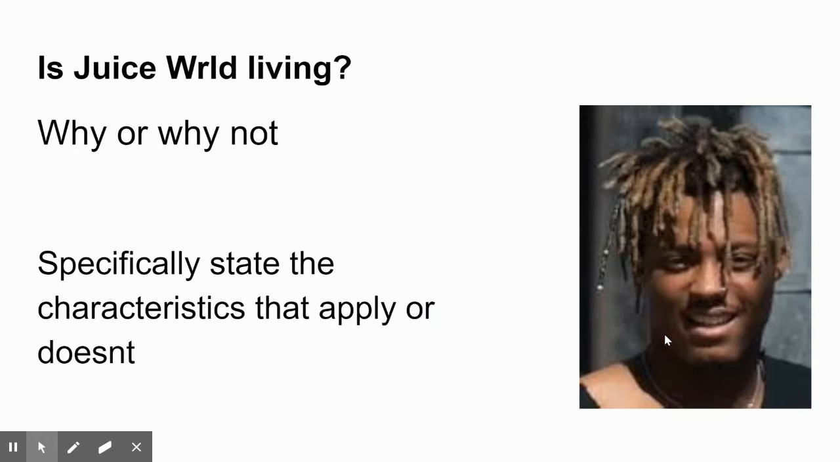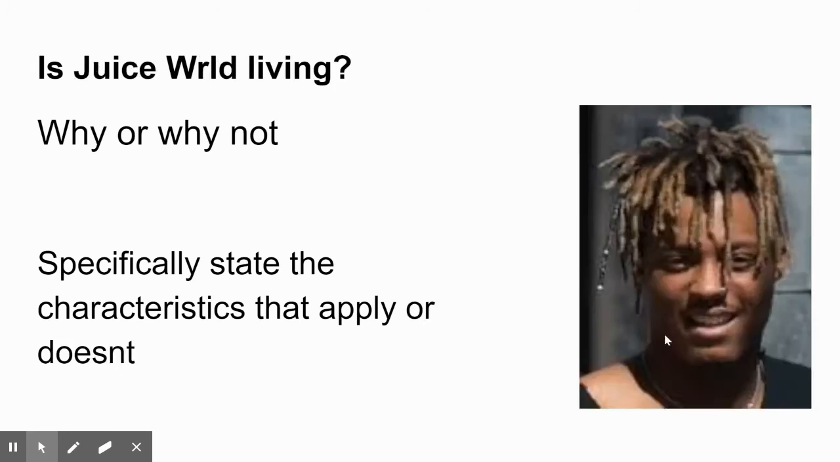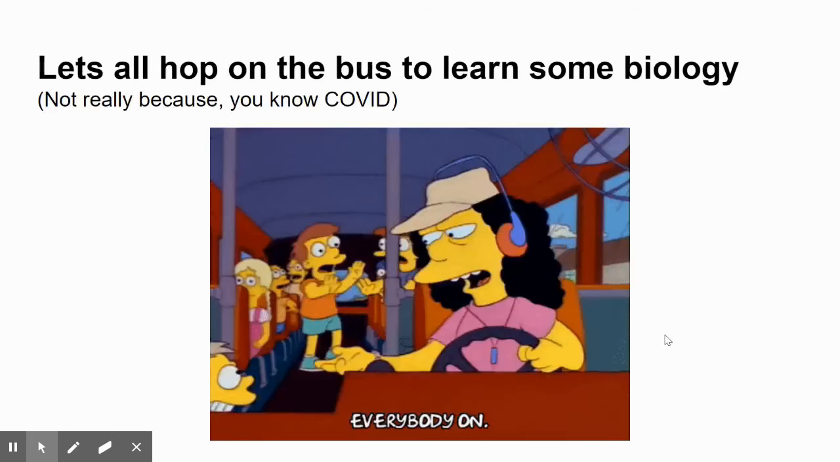Same thing with Juice WRLD. Which of the 6 characteristics does he have or not have? You need to state if he has them or not, those 6 characteristics of life. And the same thing for Betty White. Which 6 characteristics of life does Betty White have? So that's what you guys need to do. And a quick reminder, go to the first one. All 6 of these characteristics are needed to be considered living. That should be a helpful hint.